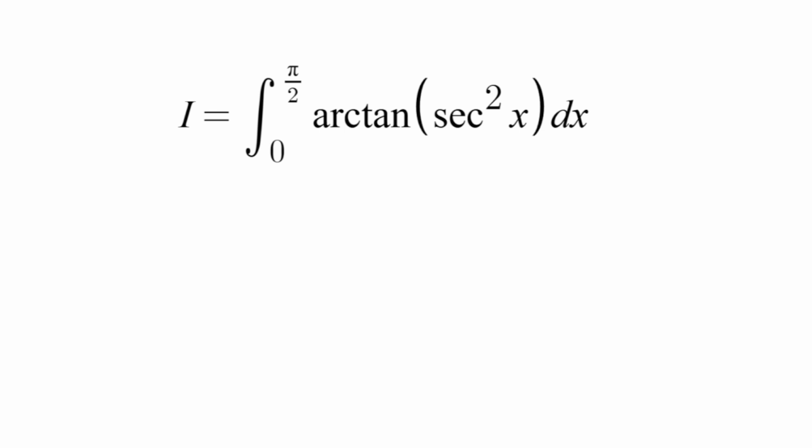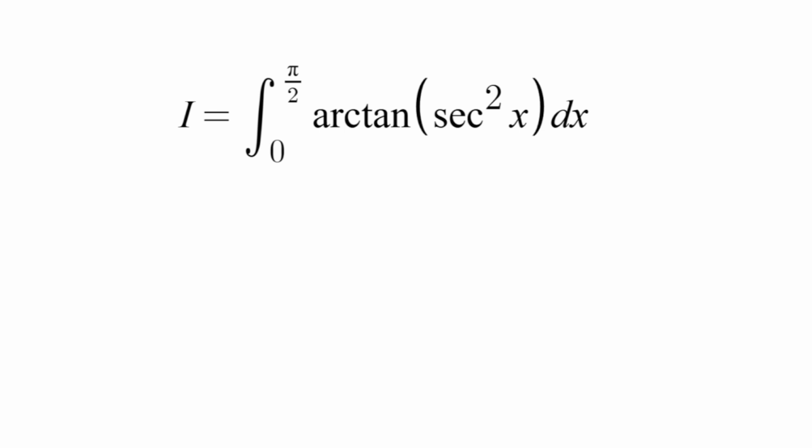Today we're going to be evaluating an integral similar to the one I did in my last video. You can see this is the integral of the arctangent function evaluated at another trigonometric function squared. In this case, it's secant squared x. I believe the last one it was sine squared x. So let's just get started.